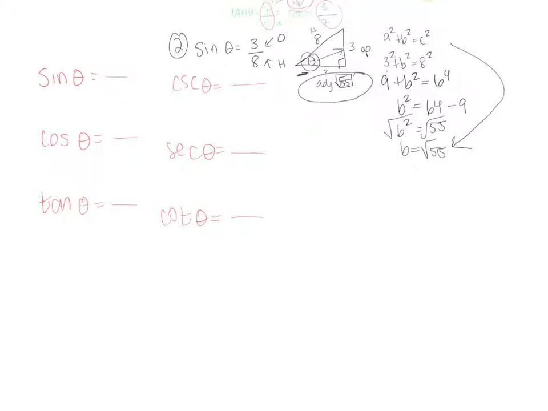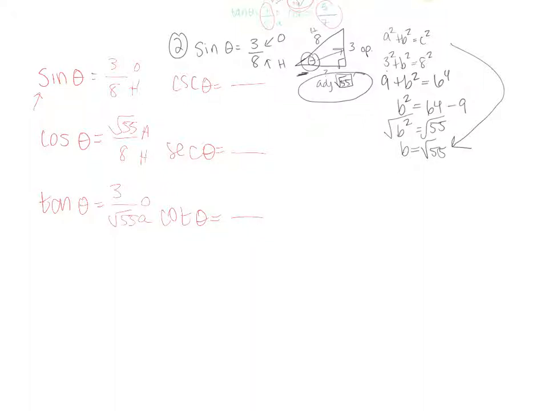So for the first one, for sine, we know it's opposite over hypotenuse. So we're going to do opposite, which is 3, over hypotenuse 8. Then next up for cos, it's adjacent over hypotenuse. So we have square root of 55 over 8. We know that tan is OA, so it's opposite, 3, over adjacent, square root 55.